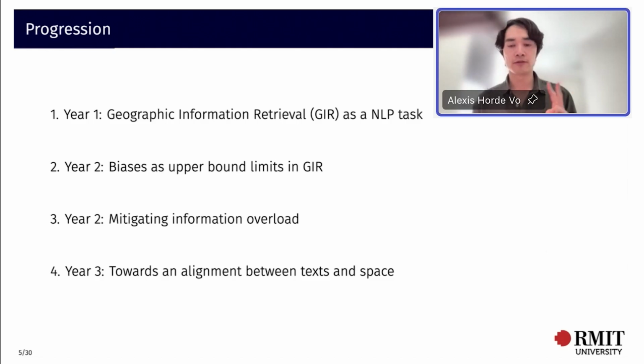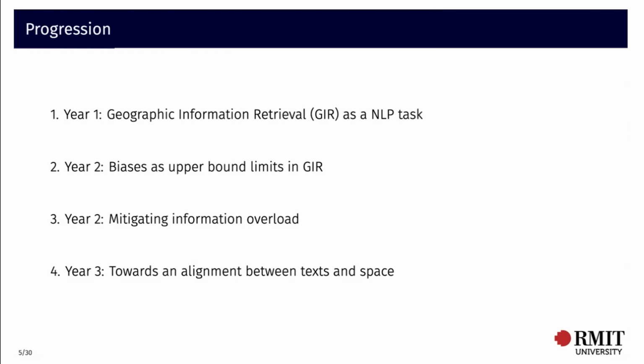For the second year, I had 2 subtasks. The first one is the evaluation of the biases in the language models relative to the spatial knowledge, and how can we mitigate the information overload in the use of large language models. For example, we can use them to answer a complex query with a semantic matching and a spatial matching, and maybe it's too much for the language model. And I'm going to explain what I did, and we'll have a short overview of what I expect to do for the third year.